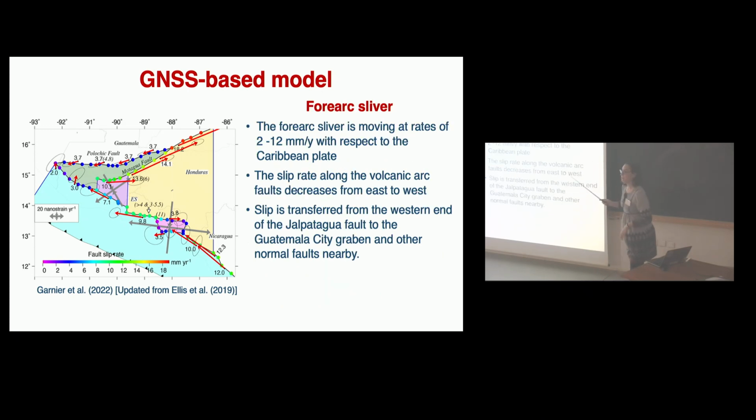Now if we move to the forearc sliver, which is this block that we cut from the Caribbean plate because it's moving independently, as we see, we also see a decrease in velocities with respect to the Caribbean plate as we move from east to west. It also seems that this deformation is being transferred to the region of the grabens as we move to the west. That's the other interesting thing that's going on there.